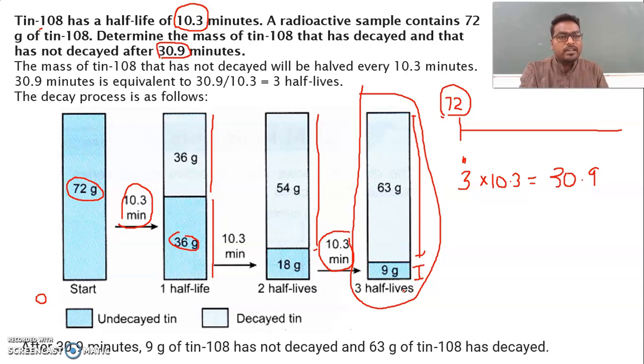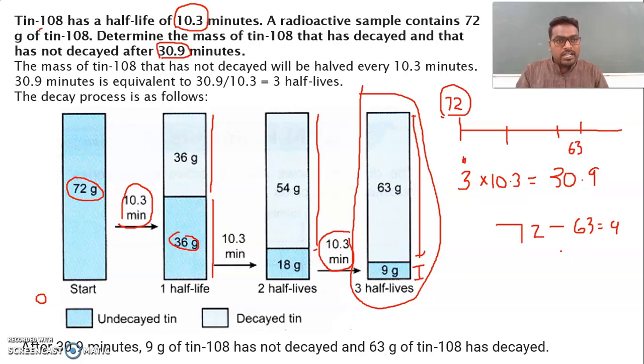Okay, in the problem, he is asking how much of radioactive tin is decayed after 30.9 minutes. Up to 30.9 minutes, 63 gram has already decayed. So what is the total amount? Totally we have 72 gram. So among 72 gram, 63 gram is decayed. So 72 minus 63 is equal to what? It is equal to 9 gram.